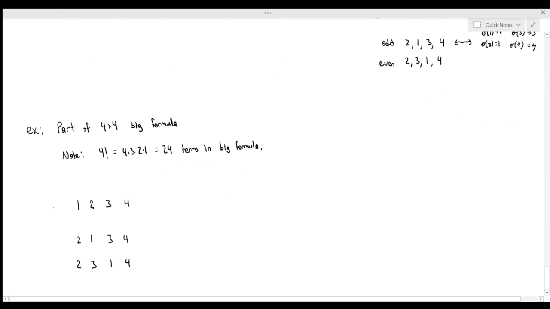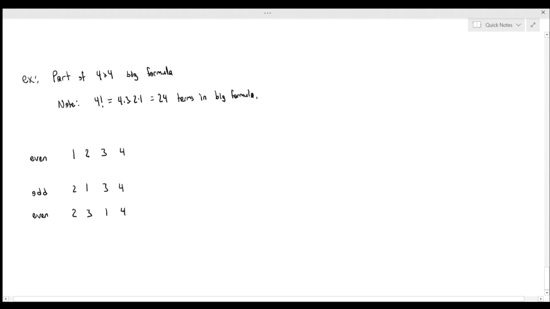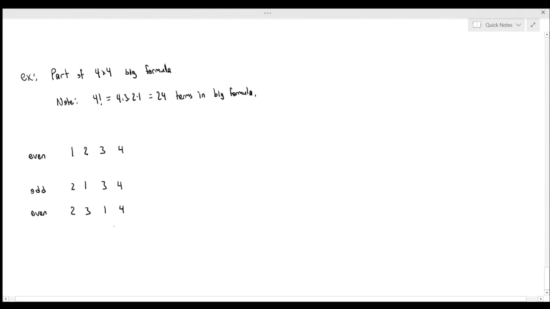And you want to keep track of whether these permutations are even or odd. So this one's even because it takes 0 swaps to get to the original ordering. This one's odd because it was 1 swap. This one's even because it's 2 swaps. If I swap, say, the 1 and the 4, so that's going to be a third swap, so it's now going to be odd.